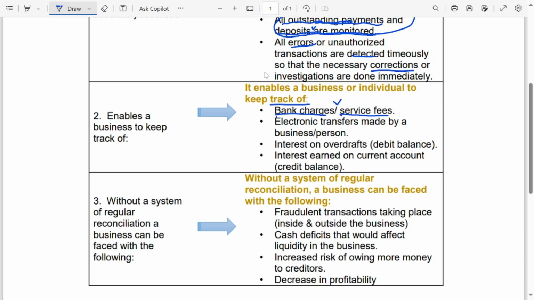And then it keeps track of electronic transfers made by a business or a person. Sometimes a debtor or someone can pay us and then they don't tell us that they've paid. By doing a reconciliation, we will identify that someone has paid us. But if we don't do a reconciliation where we are comparing, we will not see that.